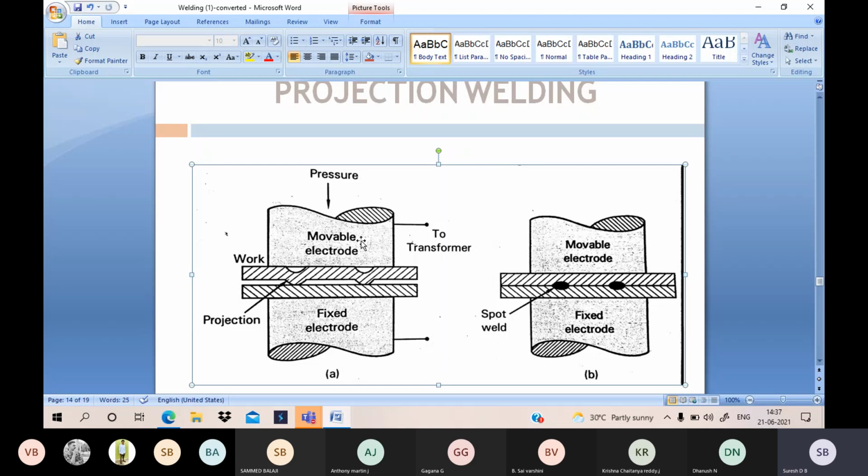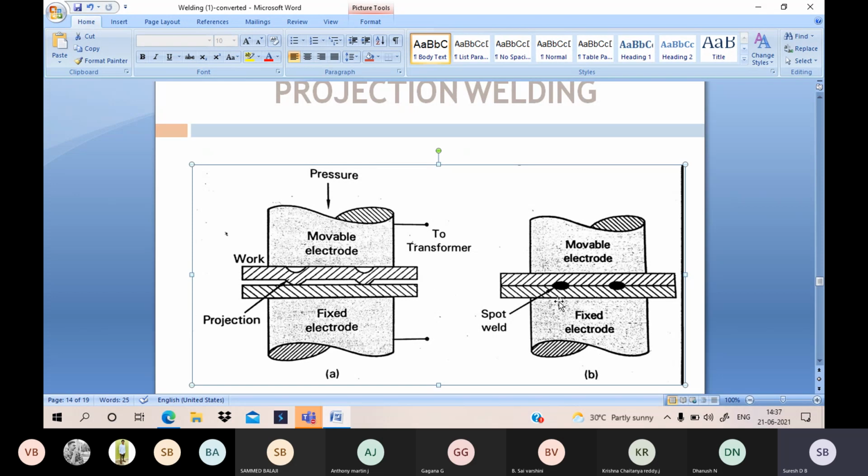Once the movable electrode moves downward because of the external force or external load, the projections dig inside the secondary workpiece. Due to this external force and pressure, both the pieces are joined.